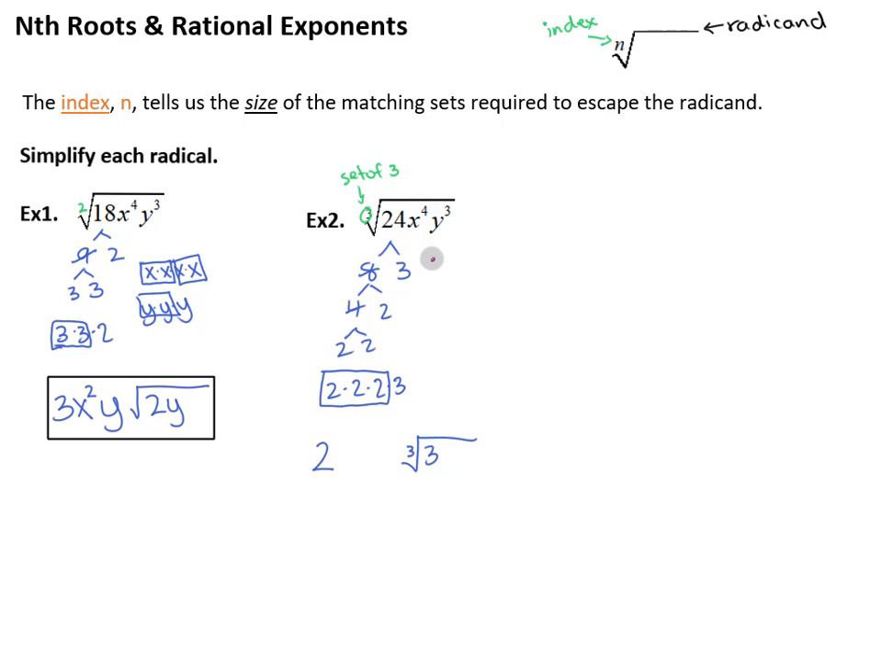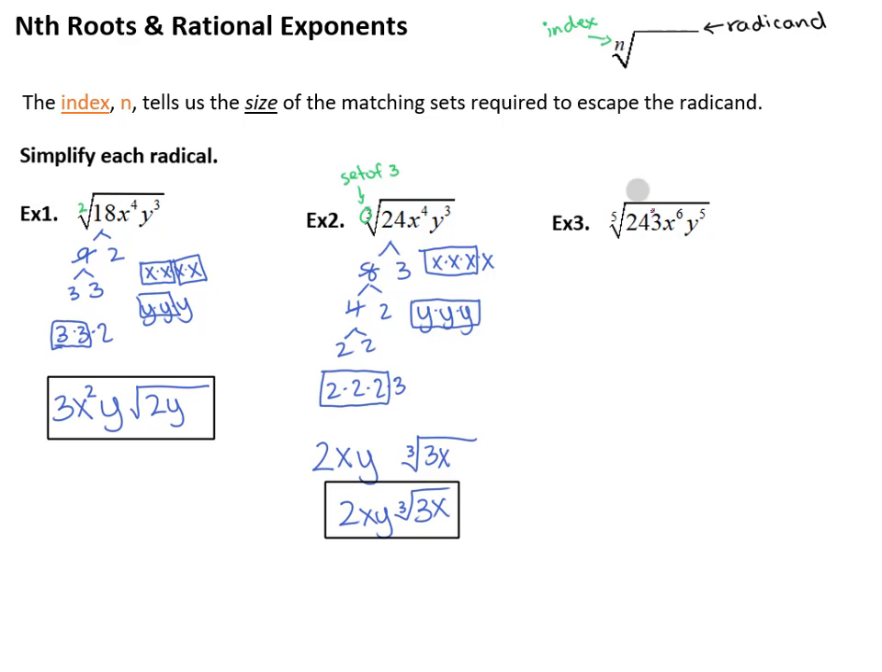Now I check out our x. X to the 4th means x times itself 4 times. But again, remember we're looking for sets of 3. So from our 1 set of 3, we get to bring 1 x out, and this leftover x stays inside, underneath our radicand. Lastly, we have y cubed, y times y times y. We're looking for sets of 3, so we have exactly a set of 3, so we get to bring 1 y out, and there are no y's left over. So if we space these a little closer together, we have 2xy times the cube root of 3x.